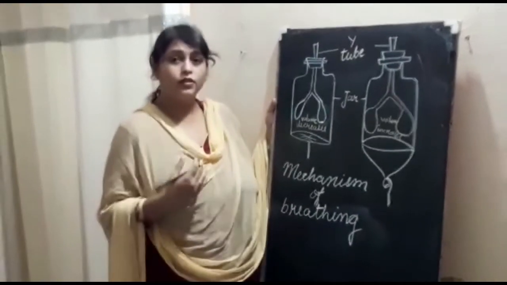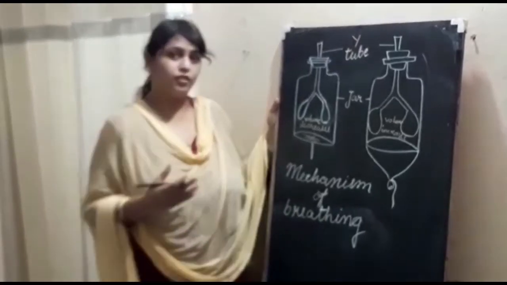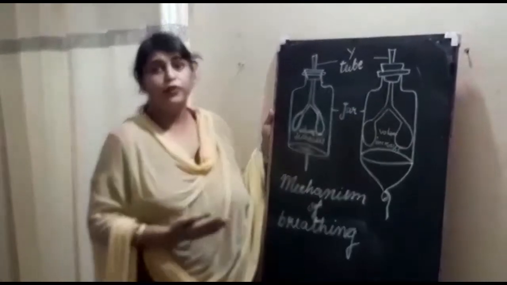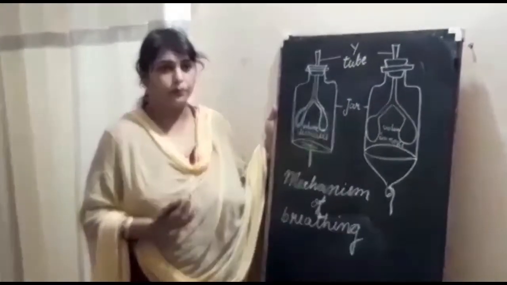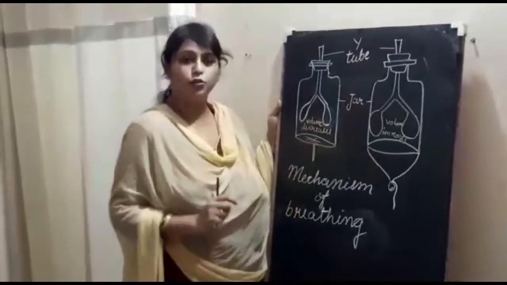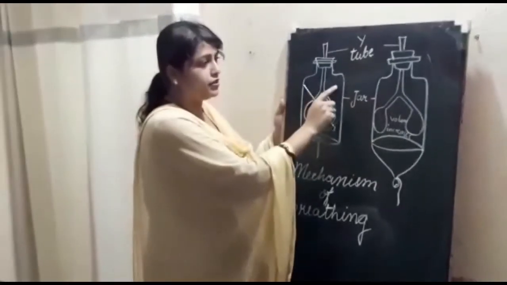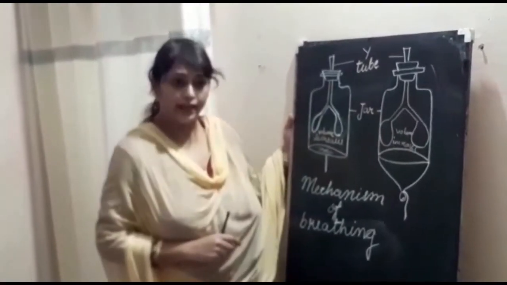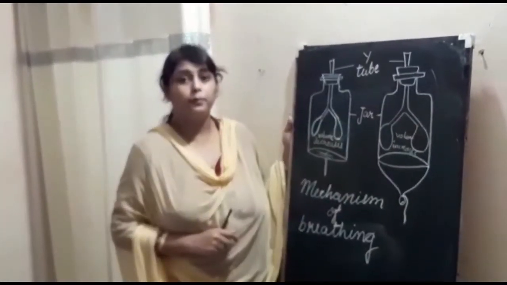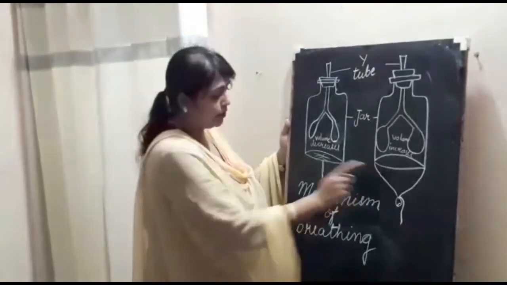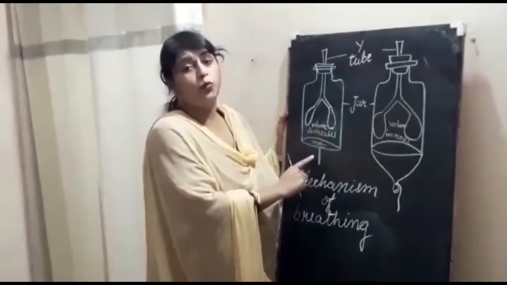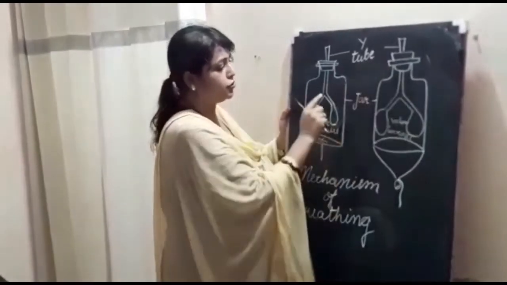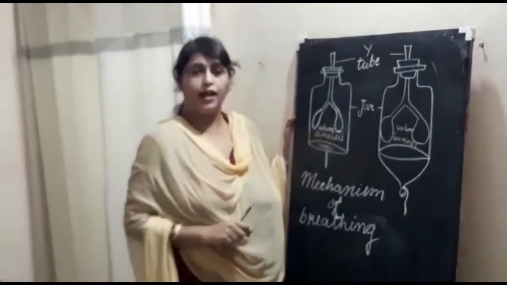Now let's correlate the activity we have just seen in the video with the mechanism of breathing. So the bottle is like a human body. The empty space here is like a cavity which is filled with air and is called the body cavity. The rubber sheet is the diaphragm which divides the body into two. Now the Y-shaped tube is the trachea and the bronchi.